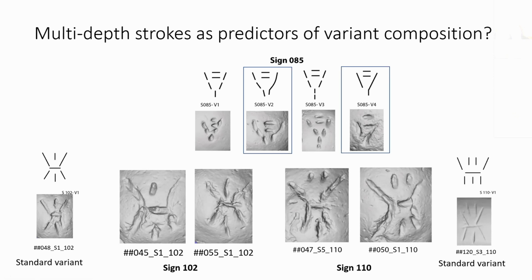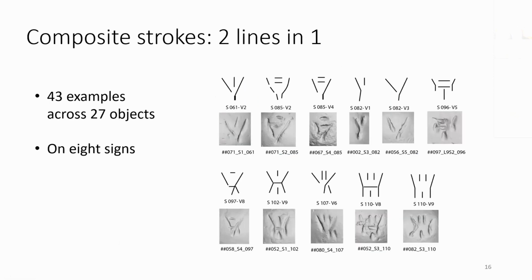And this brings us to the last use of composite strokes, meaning to make 2 lines that are separate in the base composition in 1 movement. This is the rarest use of composite strokes, where we have only 33 examples across 27 objects and in relation to 8 different signs. I already showed you sign number 85 with 2 variants that have this type of stroke. And now I will explain it better on sign number 82, which also has 2 variants.